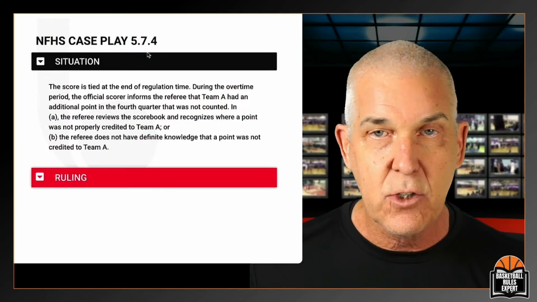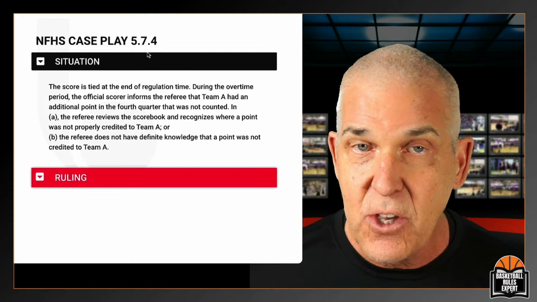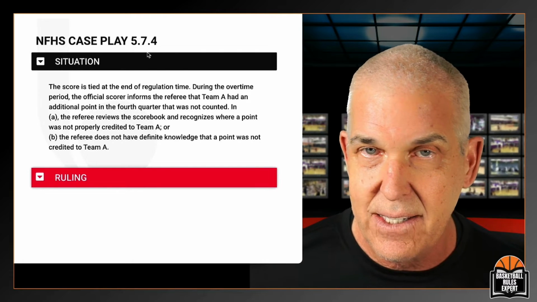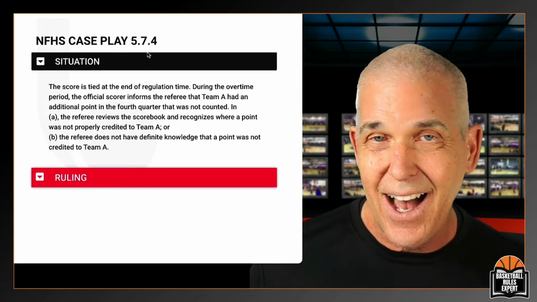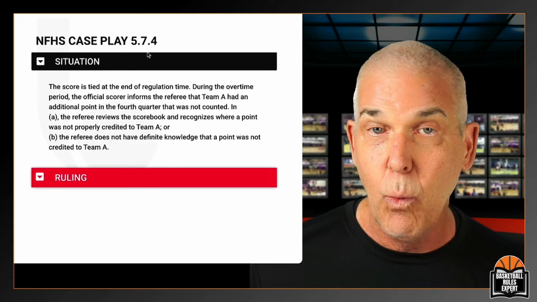Absolutely. Okay. So now, if there was a bookkeeping error in the scorebook that has been discovered, bookkeeping errors can be corrected at any point. Okay, so the point may be added in this situation and shall be added in this situation. So our selections, though, are: the referee reviews the scorebook and recognizes where a point was not properly credited, or the referee does not have definite knowledge that a point was not credited.